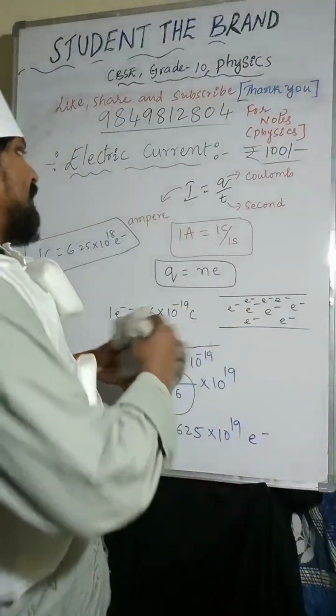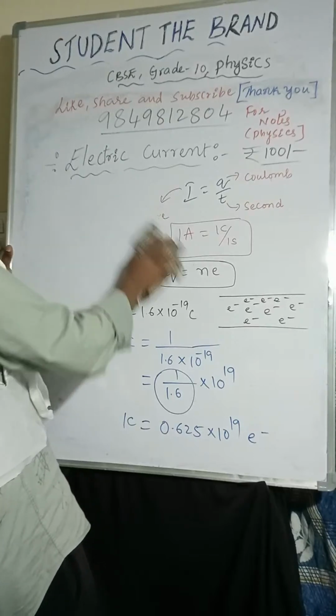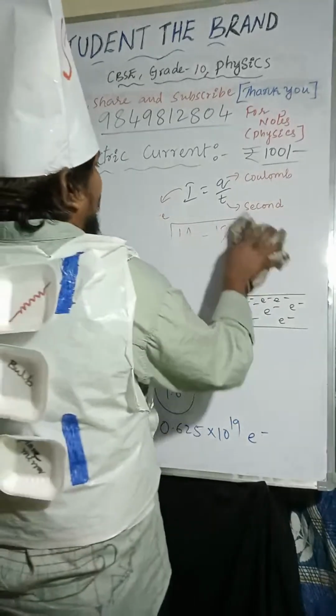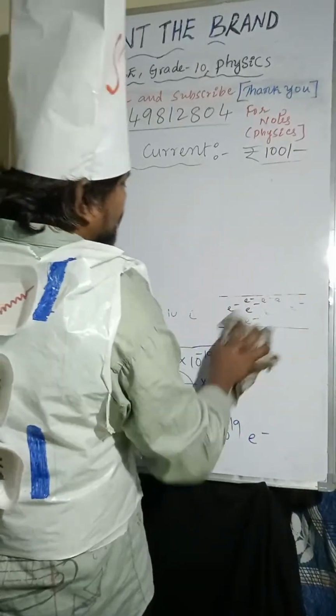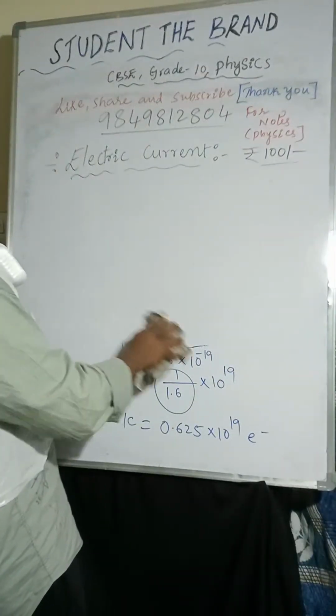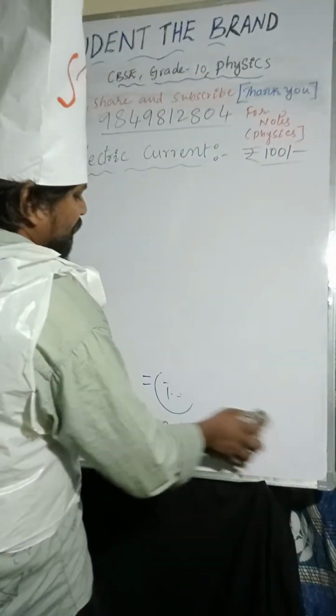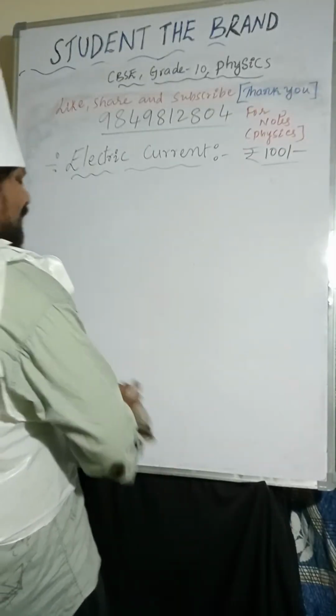Next, we are going to discuss the human eye and the colorful world, and magnetic effects of electric current. Now we are discussing electric current.